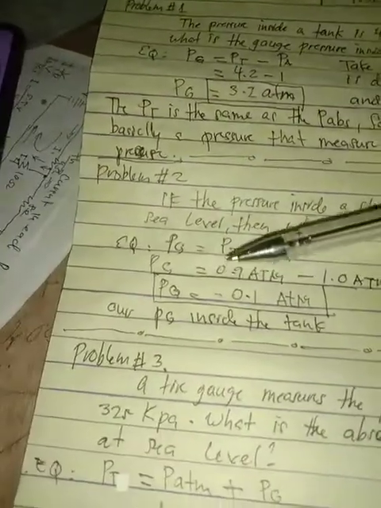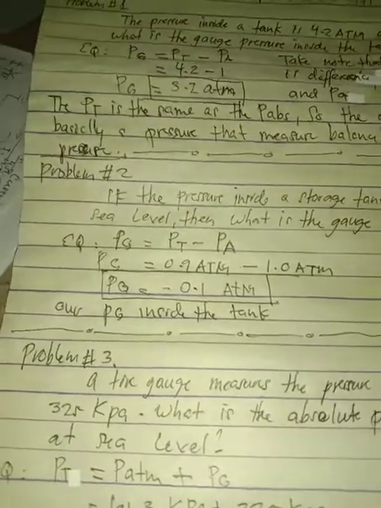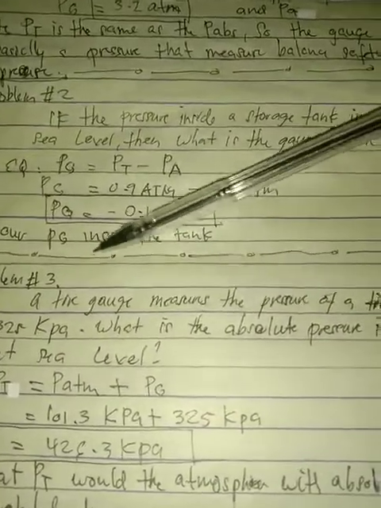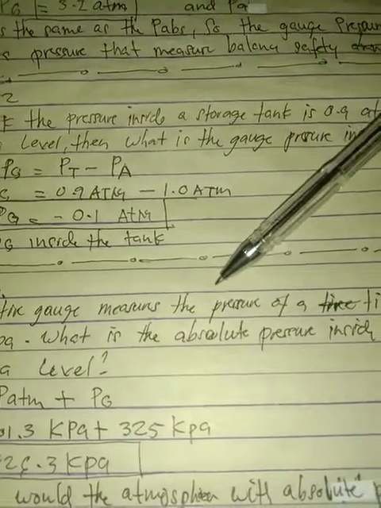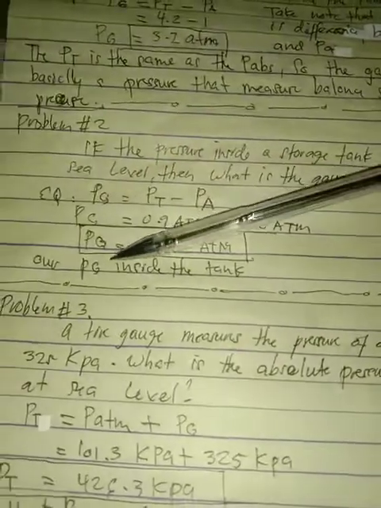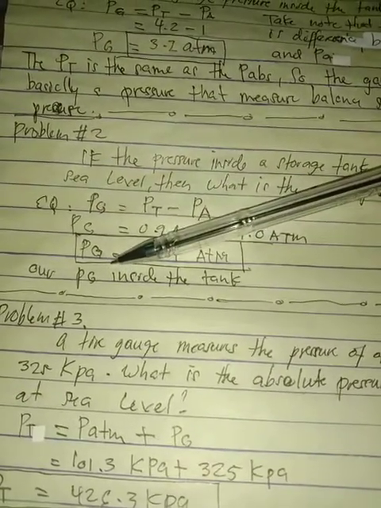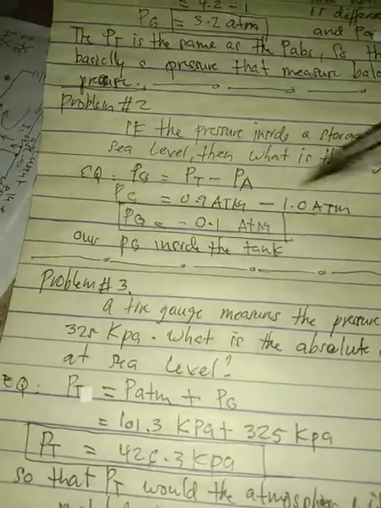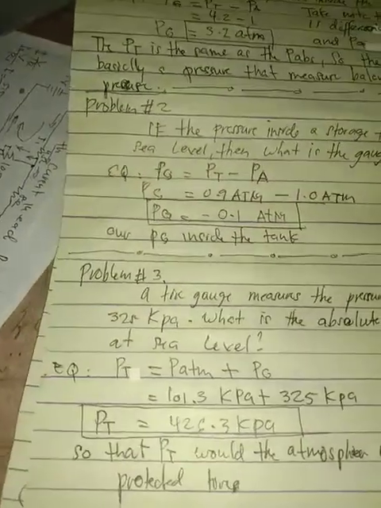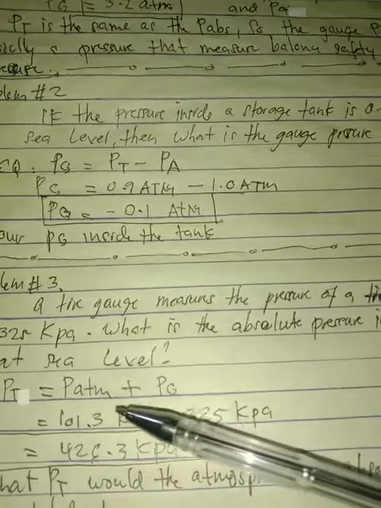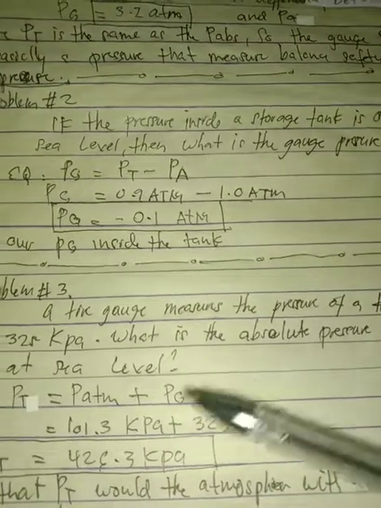So the next problem is problem number 3. In problem number 3, a tire gauge measures the gauge pressure of a tire to be 325 kPa. What is the absolute pressure inside the tire? So at sea level. The equation that we are going to use is absolute pressure equals atmospheric pressure plus gauge pressure.